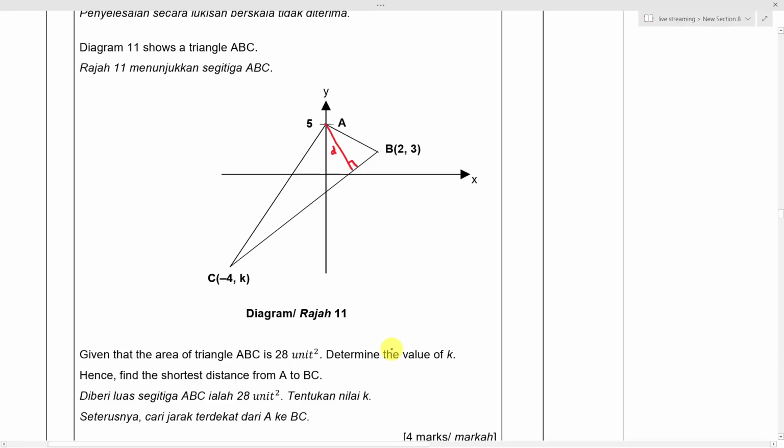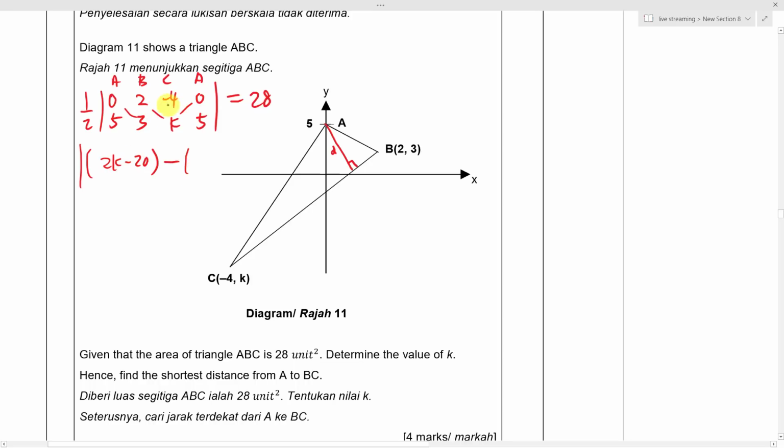So we have the triangle area formula. It's half of the determinant, repeating the first point A. My A is (0, 5), my B is (2, 3), my C is (-4, K), repeat the first one, equals 28. So I move the half to the other side, and I multiply out: 0, 2K minus 20, minus 0, negative 12, plus 10.